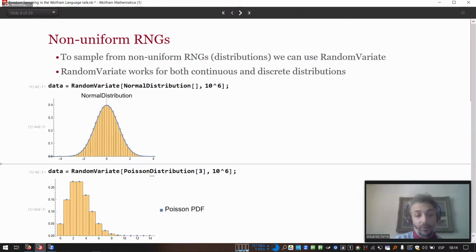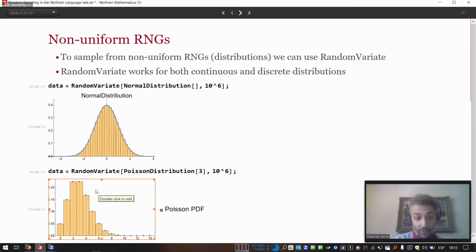We can also sample from a discrete distribution, like the Poisson distribution. And here we're plotting what we call the PDF. It's the same function, but for discrete distributions it's technically called the probability mass function because it's only defined at discrete integer points. And we see that the histogram agrees with the Poisson PDF.